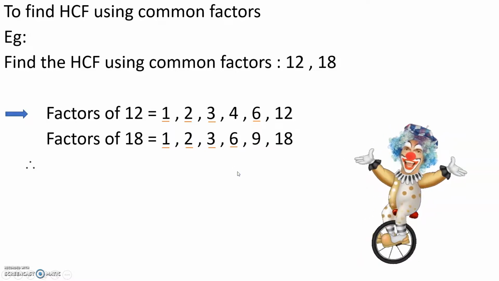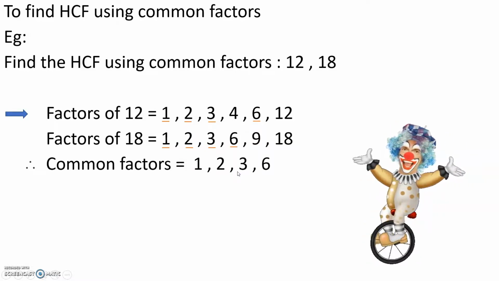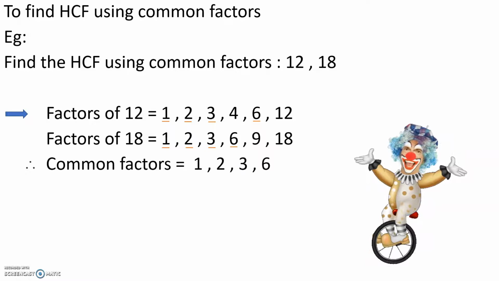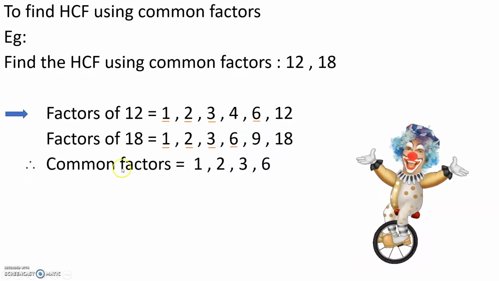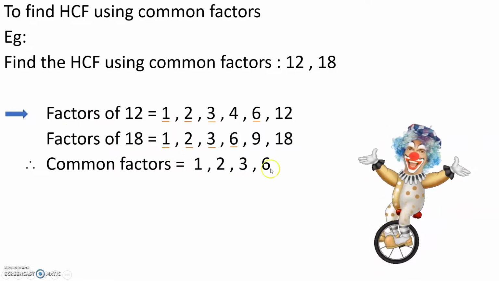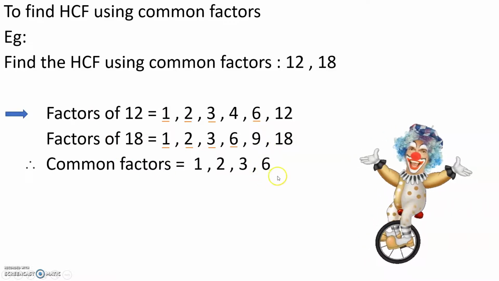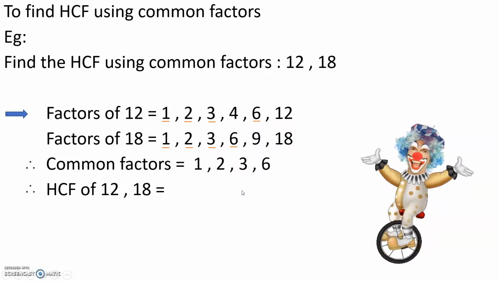So what are the common factors? 1, 2, 3 and 6. Now in these common factors, which is the biggest number? 6 is the biggest number. So what is the HCF of 12 and 18? Yes, you are right. It is 6.